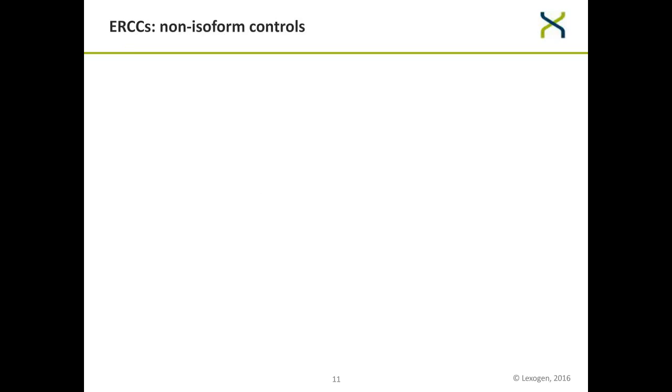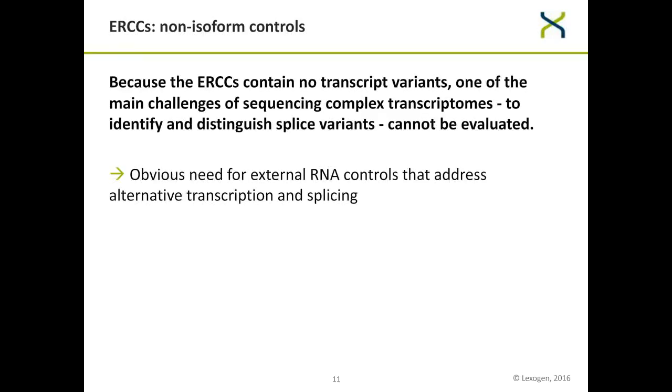However, these ERCCs are non-isoform controls. Because they have no transcript variants, one of the major challenges of sequencing, which is to assess complex transcriptomes and to identify and quantify splice variants, cannot be evaluated. And that was the reason why we set out to develop external controls that can address exactly that: alternative transcription and splicing.